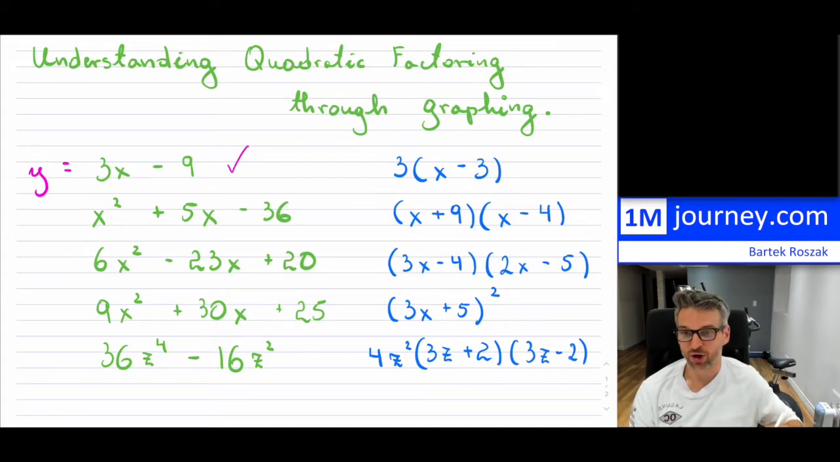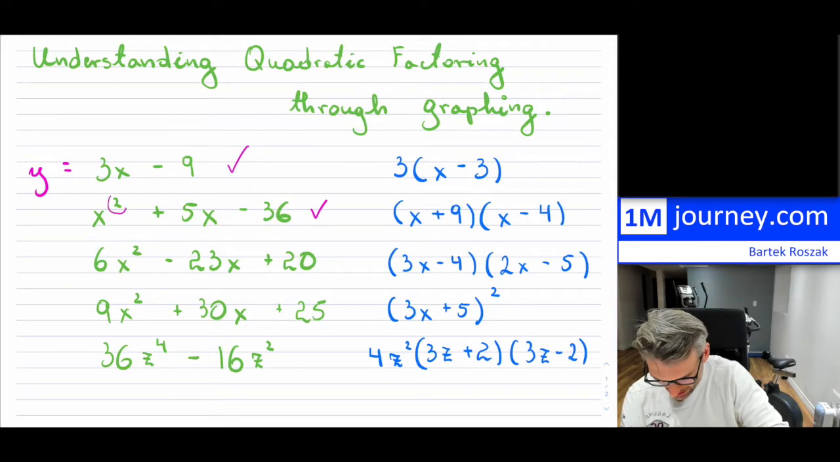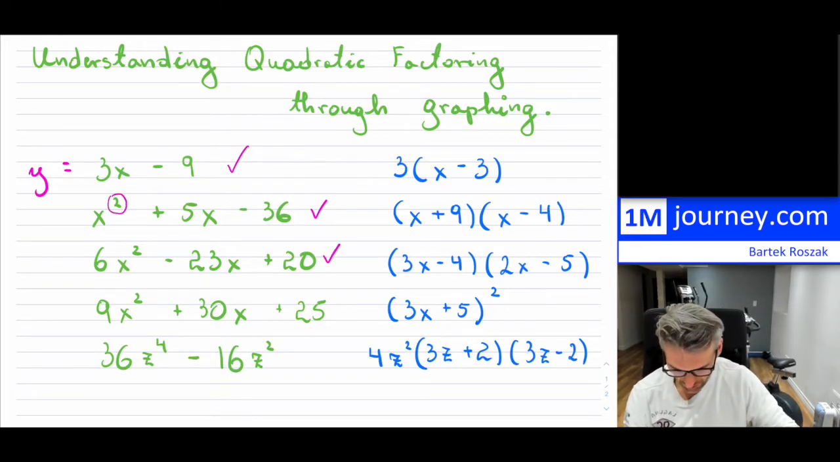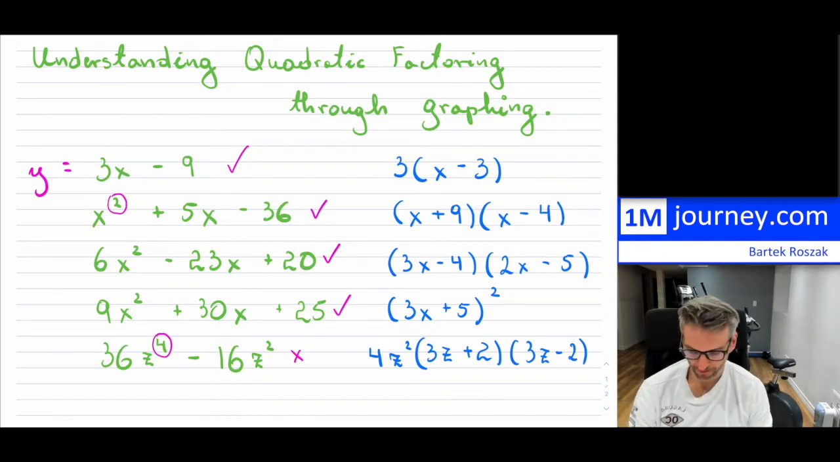Now, which ones are quadratic? Well, this one is a quadratic because it has a square, which is the highest order. This one would be a quadratic. This one would be a quadratic. This one would not be a quadratic. This one has a 4, which is the highest order.